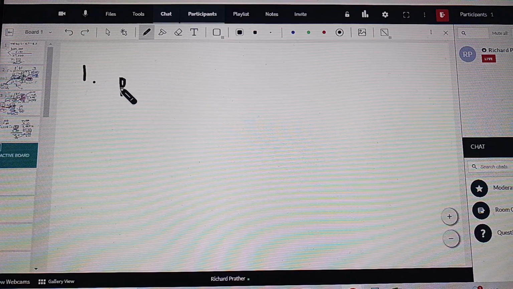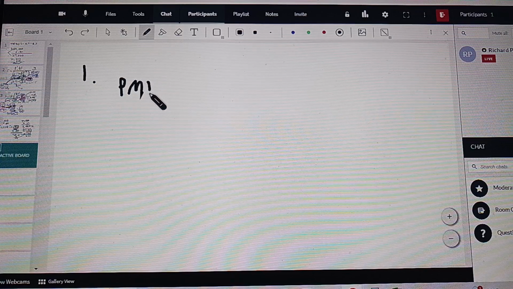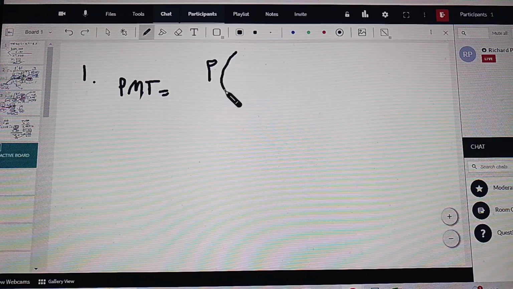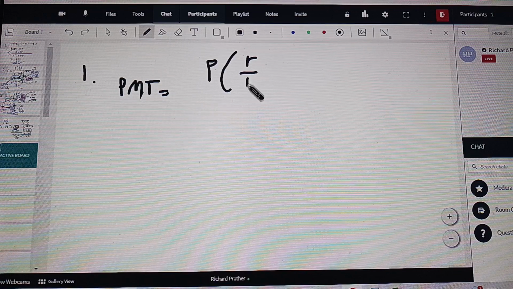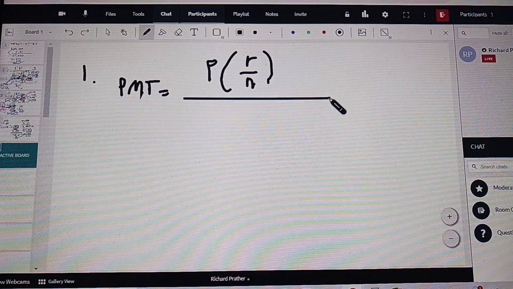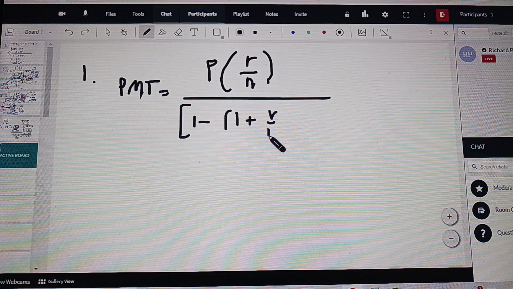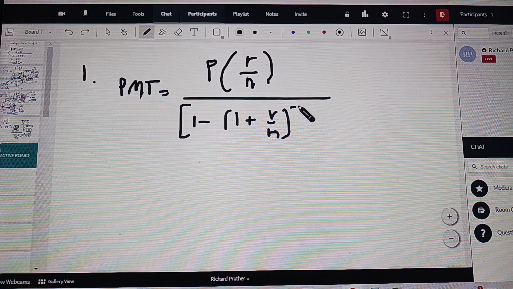So my payment formula is still the same. The present value is that $4,200 that I owe on the credit card. Right now, that's how much I owe. And then I got my good old R over N, and then the bottom has the bracket 1 minus, 1 plus, R over N again. And anytime you're doing payments, that's the only time the exponent's negative.